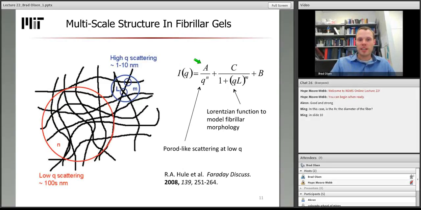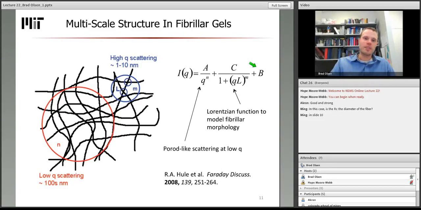This is a Porod-like scattering, which they use to fit the low Q behavior of the system, essentially capturing that hundreds of nanometers level length scale structure. And then they use a Lorentzian function, which has a characteristic exponent M and a characteristic parameter L. L is the correlation length in the system in their notation, so this is the same as C that we saw last time in many of the different models. And then M is this exponent in the Lorentzian function, and then a constant B to capture incoherent scattering from the background in the acquisition.